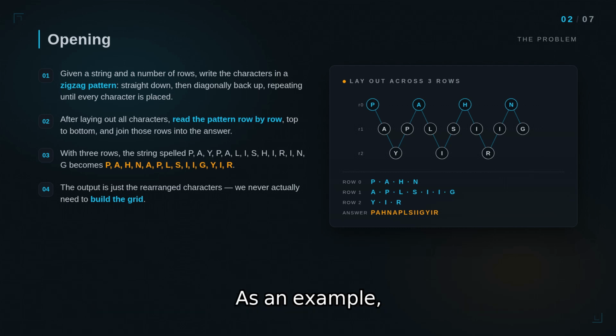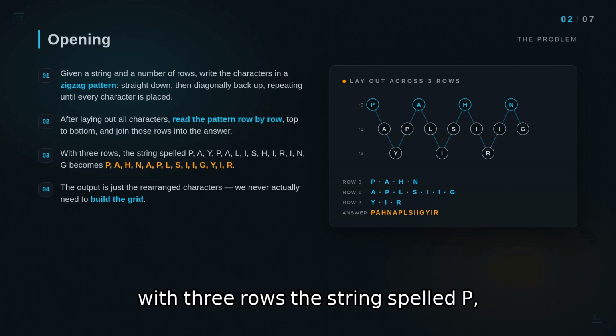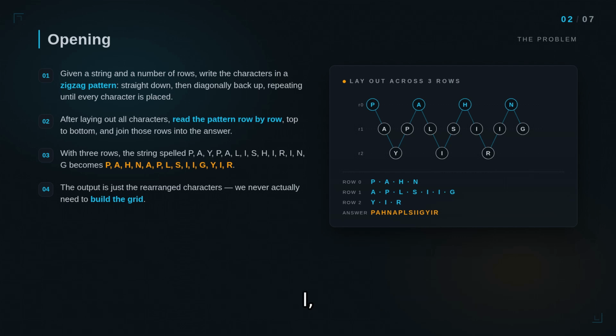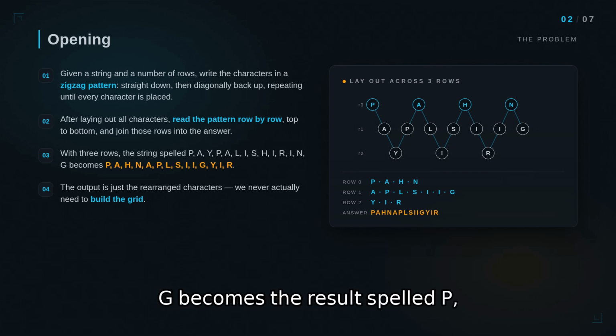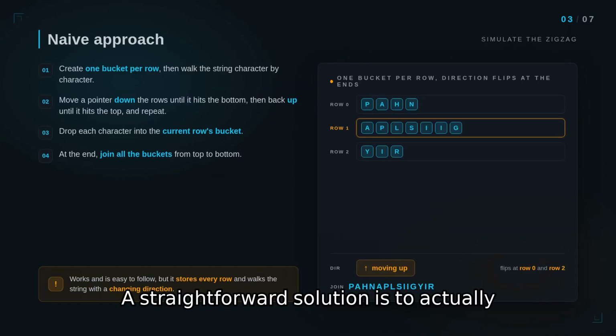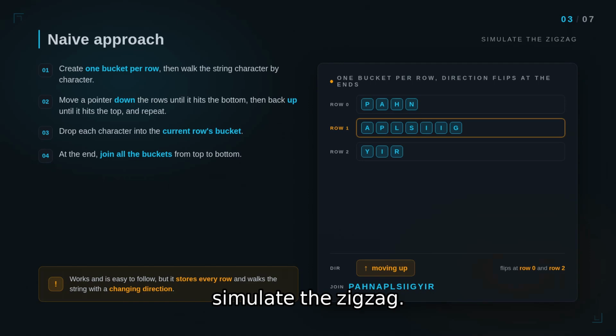into the answer. As an example, with 3 rows, the string spelled P-A-Y-P-A-L-I-S-H-I-R-I-N-G becomes the result spelled P-A-H-N-A-P-L-S-I-I-G-Y-I-R.